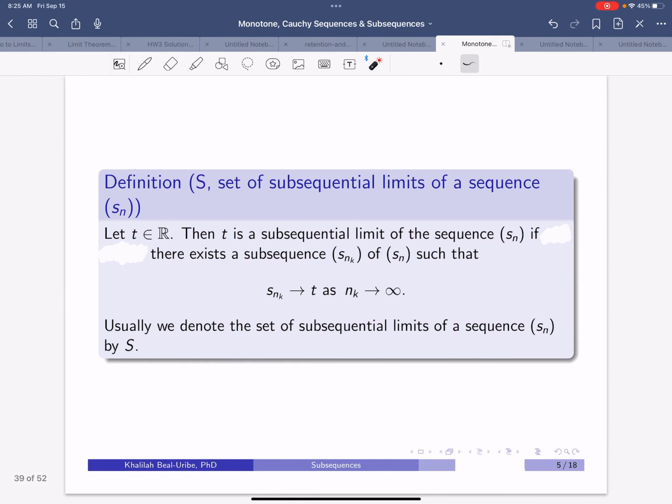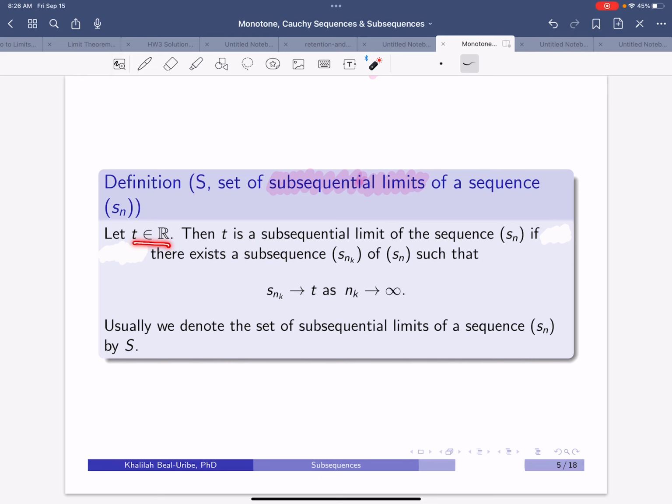Okay. Now let me give a different definition. This is a definition of a subsequential limit. So the key here is subsequential limit. So you have a sequence Sn, and maybe the sequence doesn't converge, but perhaps it has a subsequence that converges. Well, the limit of a subsequence of Sn is called a subsequential limit of Sn.